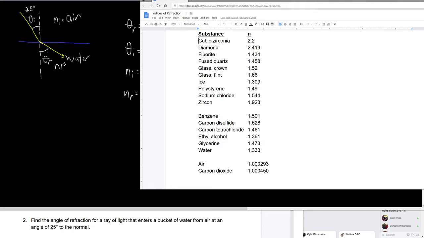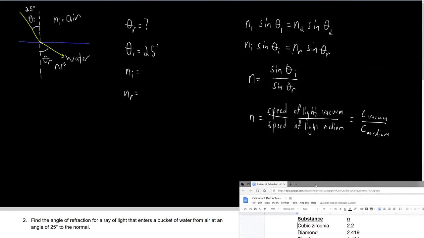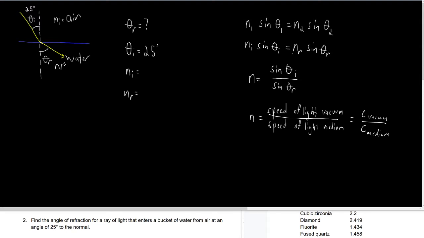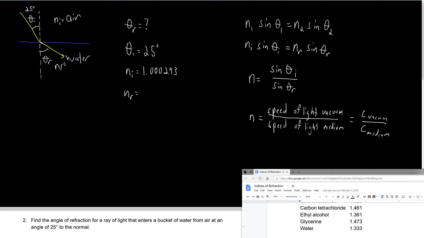All right, let's bring that back down. The first thing we need to do is find the index of refraction for our incidence material, or starting material. The ray of light is starting in air, and once again, we could go through and write 1.000293. I think I might, just to practice with it a little bit. Then we need the index of refraction for our second medium, the refracted medium, and that was water.